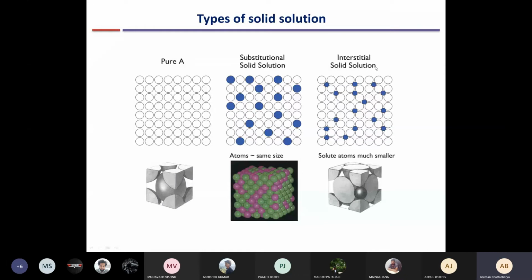Similarly, there is another type which is known as interstitial solid solution, where one of the atoms is much smaller than the other atom. For example, iron carbon. Iron atoms are much larger as compared to carbon. So the carbon atoms occupy the spaces in between the iron atoms. Again, because they are not exactly fitting within the spaces, there is distortion and there is a limit up to which the atoms can fit.